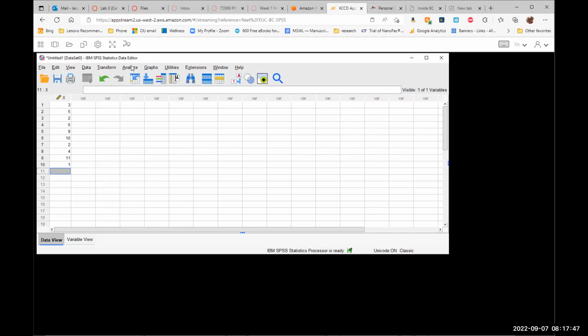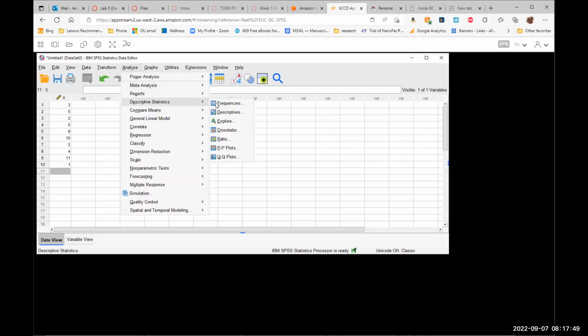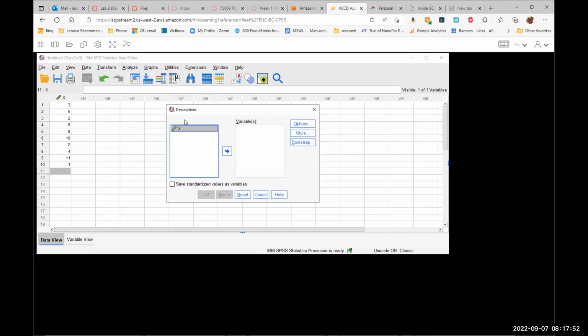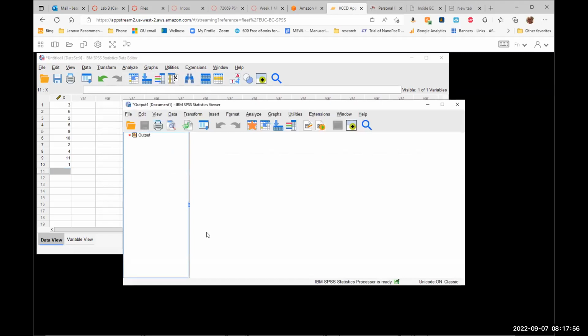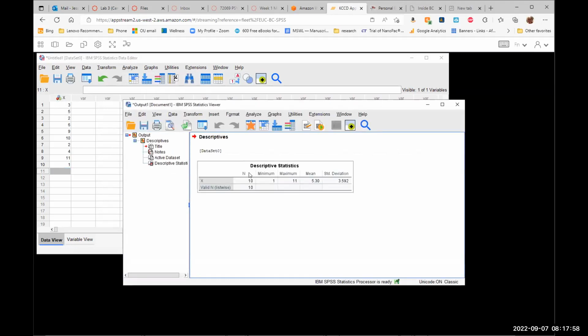So the first step is to do Analyze. We're going to use Descriptives as the easiest, and put our X variable over there. Press OK. In the output, we see N is 10 cases or scores, minimum 1, maximum 11. The mean is 5.30 and the standard deviation is 3.592. So that's the estimated population standard deviation, which uses n minus 1 in the denominator beneath the radical.